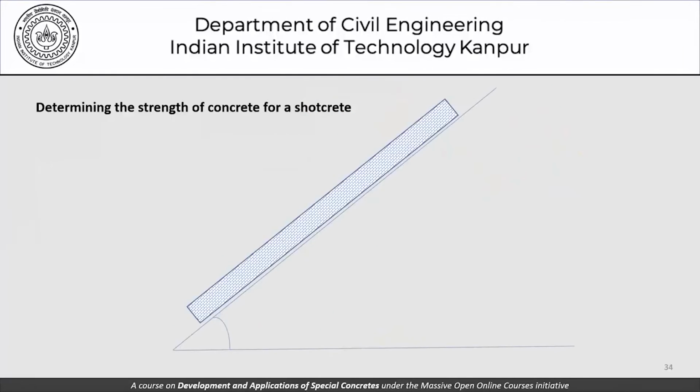I want to show you an example of how our sampling for strength needs to be modified in order to do the strength test for shotcrete. Here is a panel which could be used for sample shotcreting. You try to deposit concrete on this panel, which has been placed at a certain angle. Now this angle can be different and needs to be standardized.